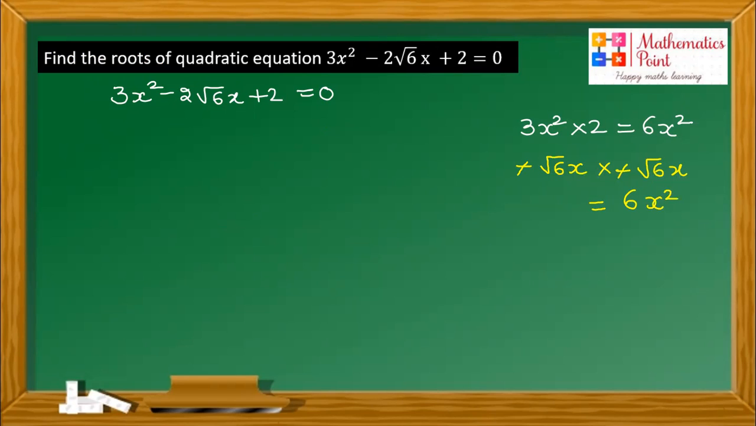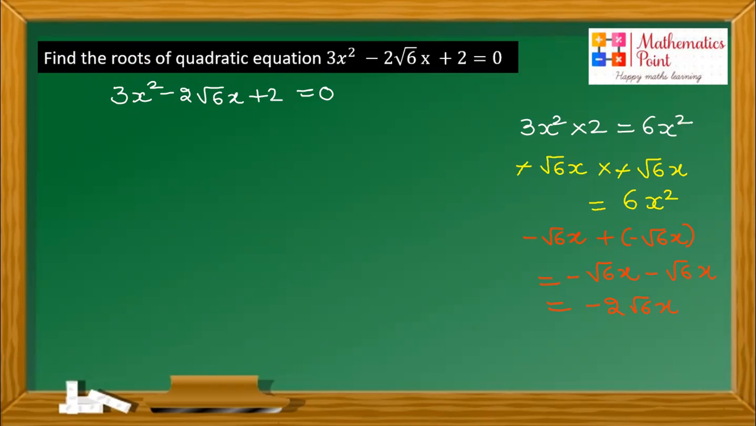But what happens when we add them? Minus root 6x added to minus root 6x. What do we get? Minus root 6x plus minus root 6x. So how many root 6 are there? There are 2 root 6x. So we have got two such numbers.